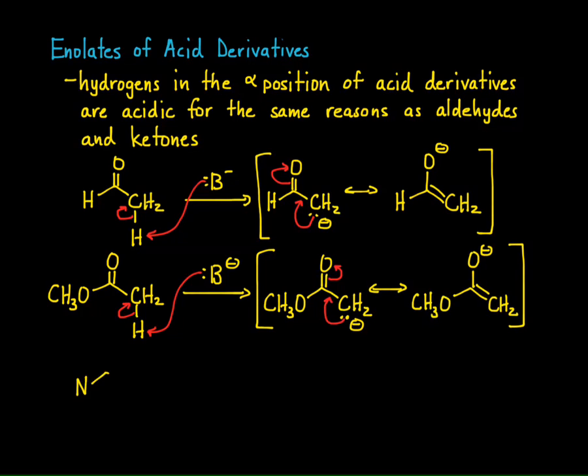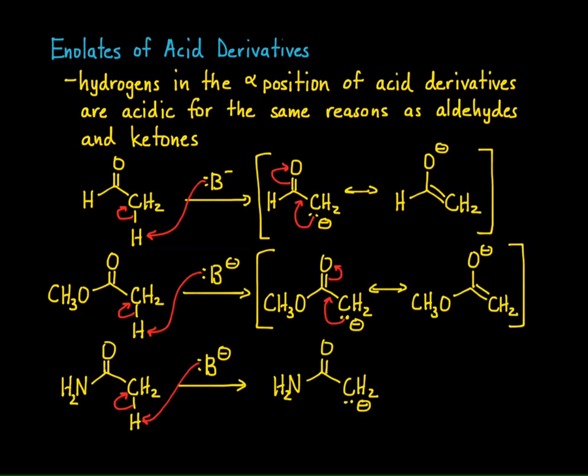Likewise, I can do the same thing with amides. Here I have acetamide, reacting it with a base, removing that alpha hydrogen, placing the negative charge on the alpha carbon, so I form my enolate, and it can be stabilized through resonance, placing the negative charge on the oxygen. You see that the pattern is the same. I can do this with aldehydes, ketones, esters and amides, so carboxylic acid derivatives as well.